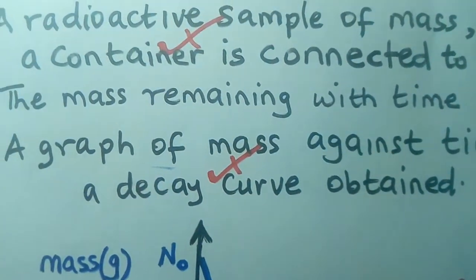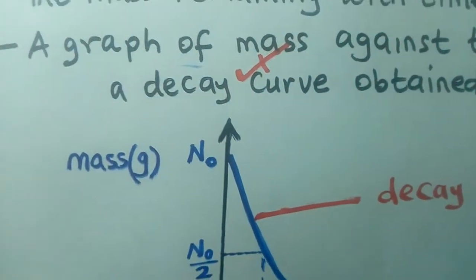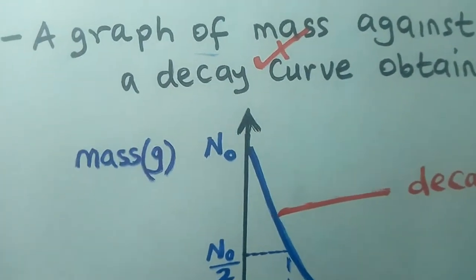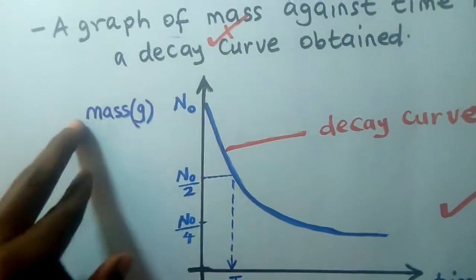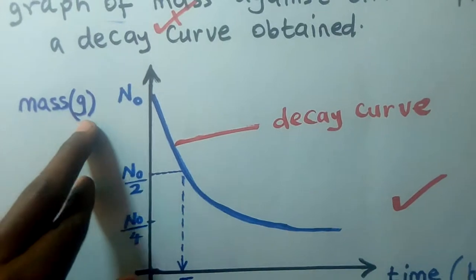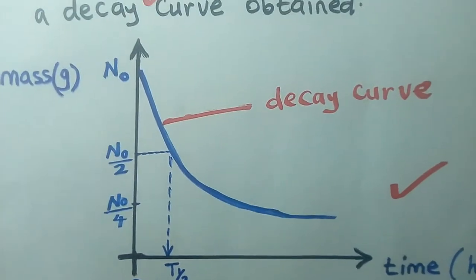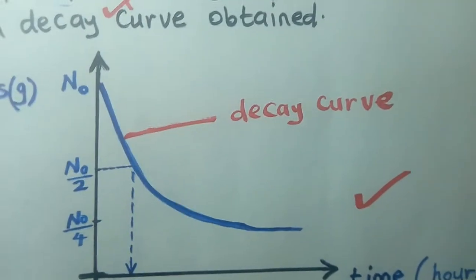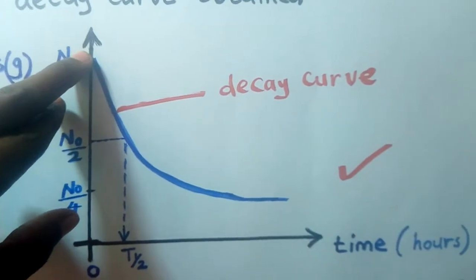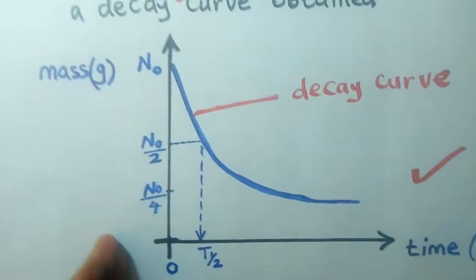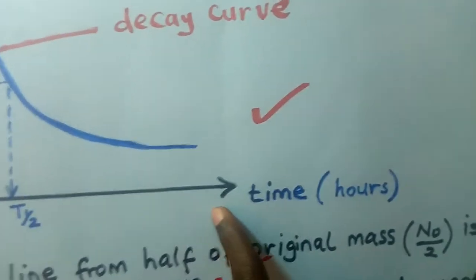Now, with those masses and time, we said you plot a graph. How does the graph look like? Your graph looks like this. On the vertical axis, you have mass in grams. This is the original mass before the thing even starts decaying. So when the time is 0, the original mass is already N0. This was the original mass. So here you have the mass on the vertical in grams. Then on the horizontal you have the time.